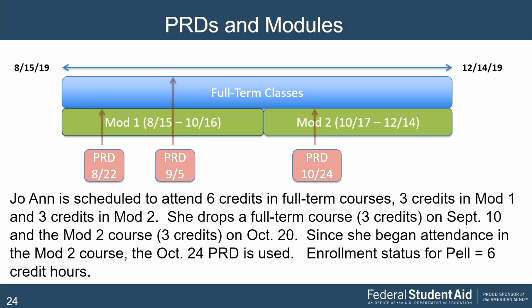So we have Joanne. She's scheduled to attend 6 credits in the full-time course, 3 credits in Module 1, and 3 credits in Module 2. She drops a full-time course of 3 credits on September 10th and the Module 2 course of 3 credits on October 20th. So she began attendance in the Module 2 course. Because she began attendance in that, we're going to use October 24th as the Pell recalculation date, the one for Module 2, and her enrollment status for Pell is going to be 6 credit hours.